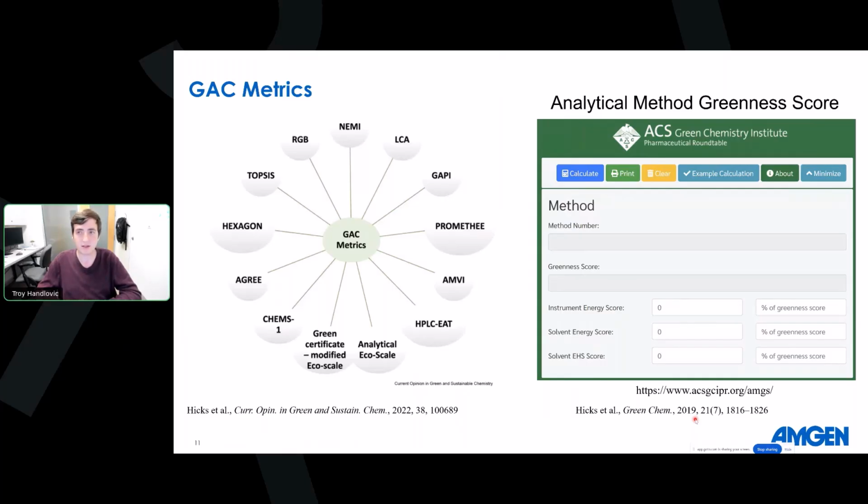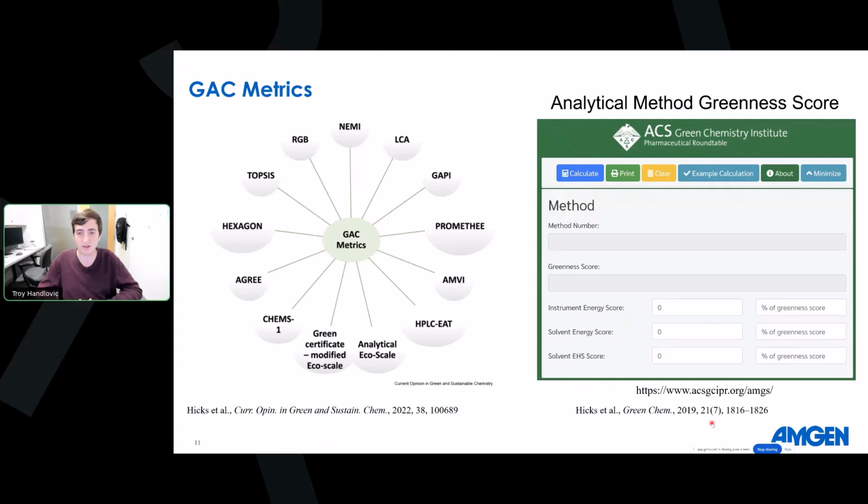So to address this, the ACS Green Chemistry Institute formed a pharmaceutical roundtable that contains most of the major pharmaceutical companies across the world. And in 2019, they put out this AMGS calculator, or the Analytical Method Greenness Score, that considers different characteristics from all these different metrics in a single, easy-to-use, open-access calculator. So you can go on the AMGS website, I encourage that you do, and add your method details, and it'll give you a single score. The lower the AMGS, the greener the method.